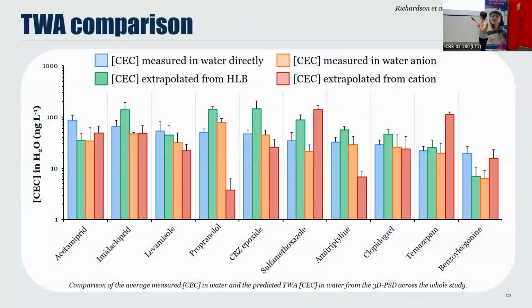So this is what we call the time-weighted average concentration. This graph is showing you the concentration measured directly in water, and then the concentrations in water extrapolated from the HLB, anion, and cation discs using the RS study that I did before. And for something that was done in a 5-litre beaker in a lab, you can see we're not perfect, but we're pretty much within the same order of magnitude, which is very encouraging and also shows the passive sampler is reflective of the concentrations in the environment.